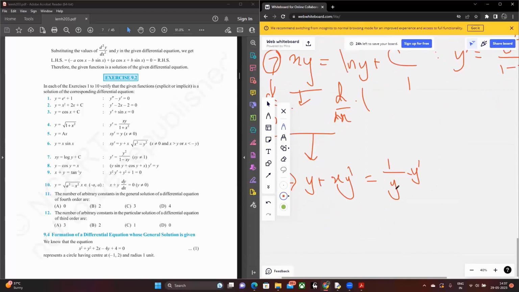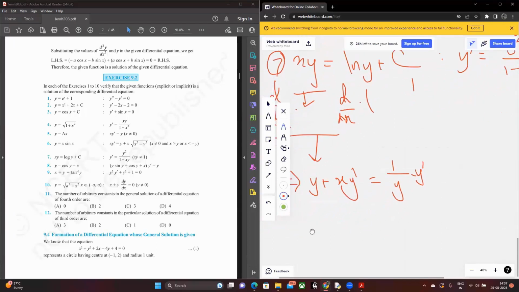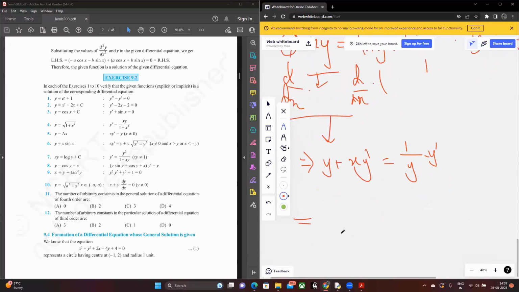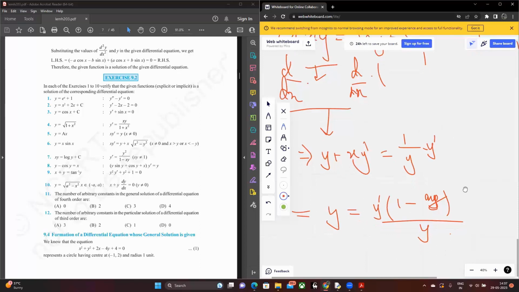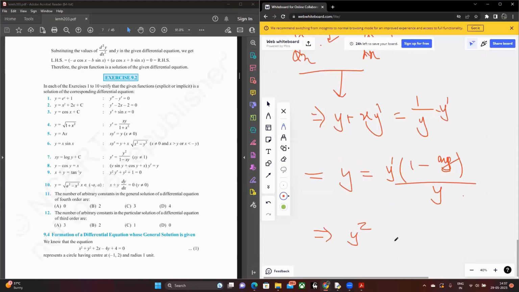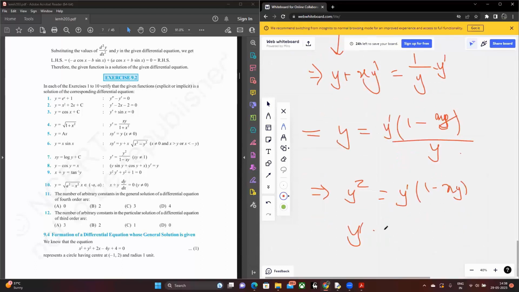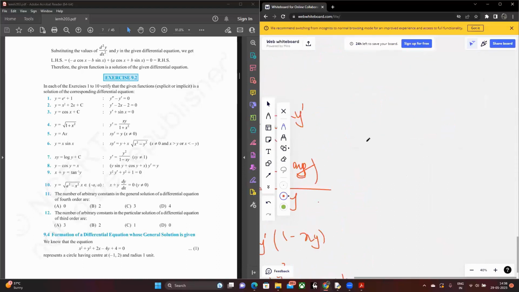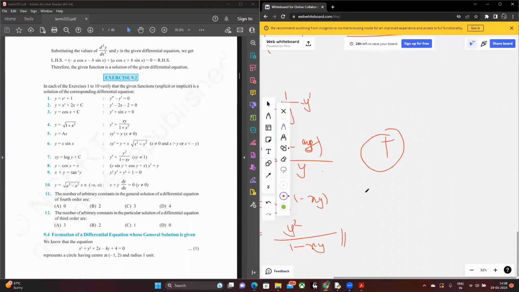y plus x y dash is basically y dash by y. That's what you're given. And so if you rearrange terms, you get y equals y dash into 1 minus xy divided by y. Because it's 1 by y minus x, I'm basically multiplying and dividing by y in this term and taking the denominator common. This means that y squared equals y dash into 1 minus xy. Finally, y dash equals y squared divided by 1 minus xy. Which is basically this. So again, the same, verified true.